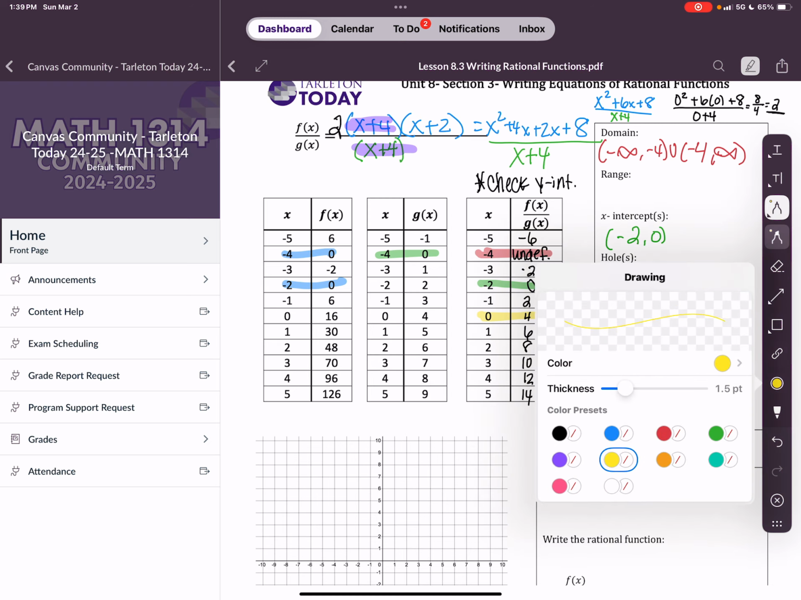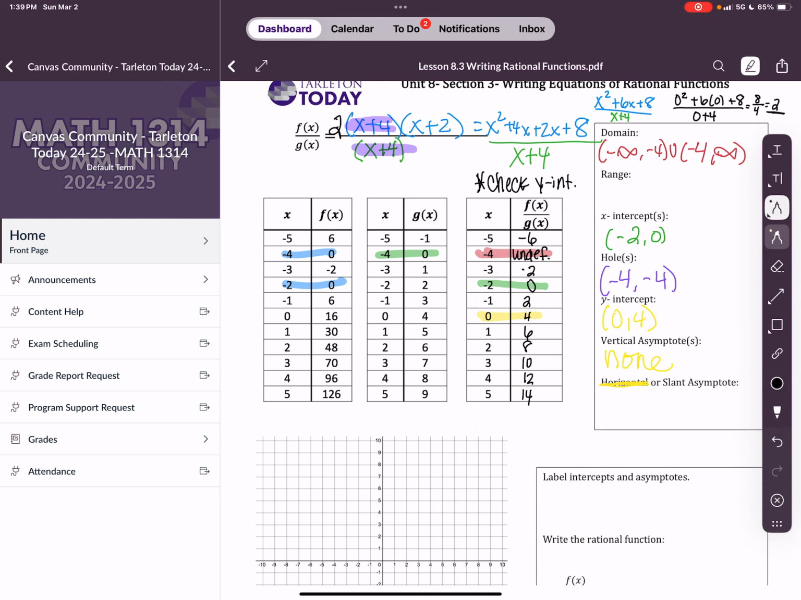So when you don't have a denominator that isn't a shared factor, we would say it's just going to be y equals 2 times x plus 2. But we need to simplify this. So that's going to be y equals 2x plus 4. Okay, and this here would be our equation for our slant asymptote.